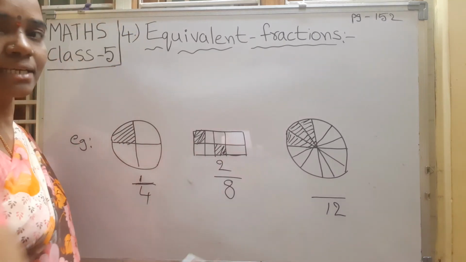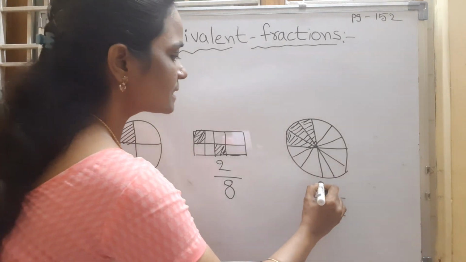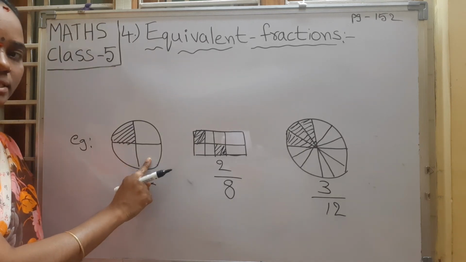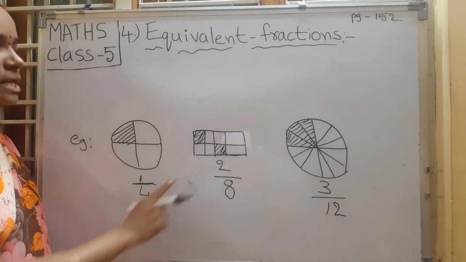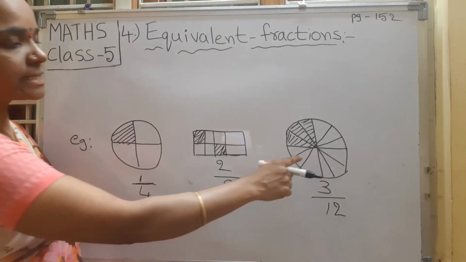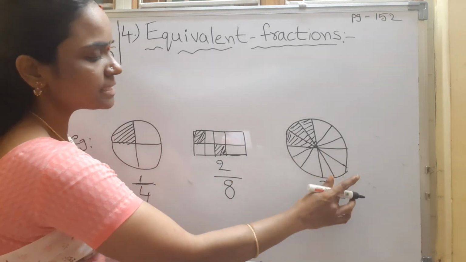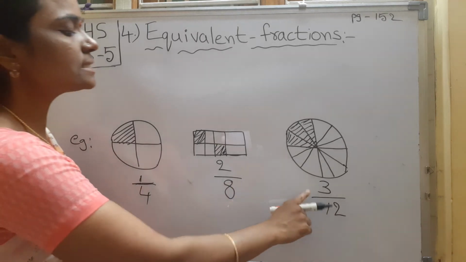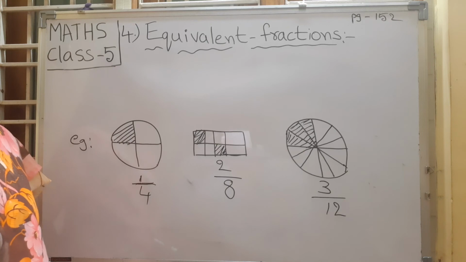So what is the fraction for the given shape? It is 3 by 12. Here the fraction for the first shape is 1 by 4. The fraction for the second shape is 2 by 8. The fraction for the third given shape is 3 by 12. I am saying that all these fractions have the same value.